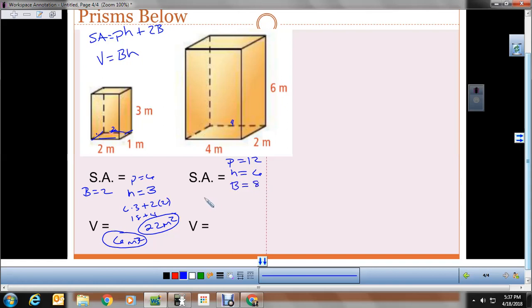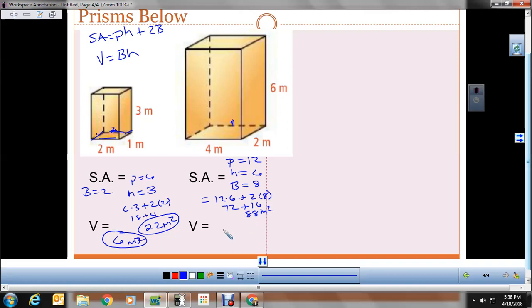So we plug these numbers in. Surface area is equal to 12 times 6 plus 2 times 8. So 12 times 6 is 72. 72 plus 16 is going to be 88. So our surface area is going to be 88, and this is meters squared.